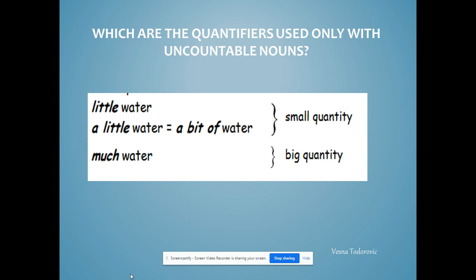Much water refers to a big amount of water, and it can also be used as many in negative sentences. So there isn't much water in this glass, for example.